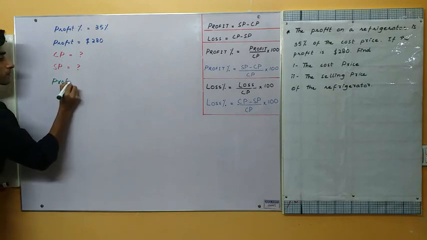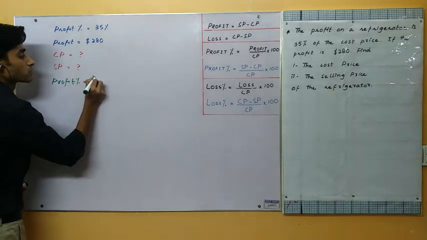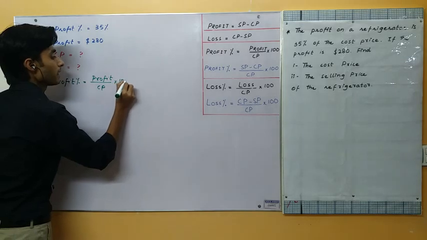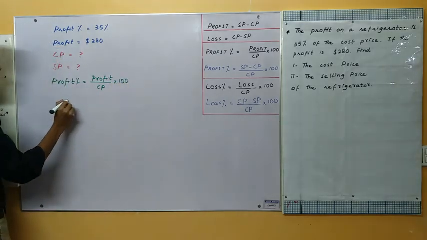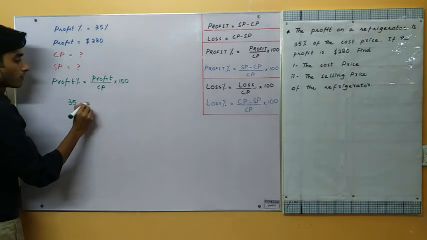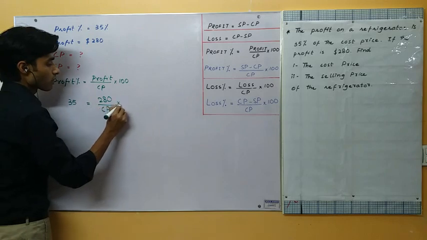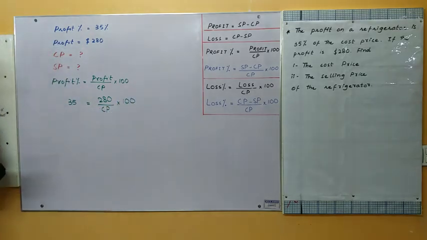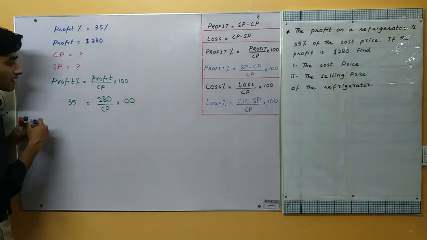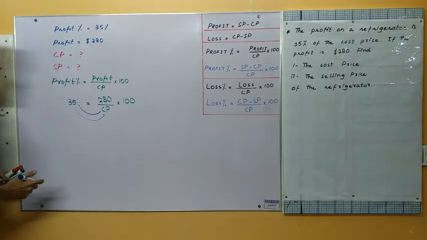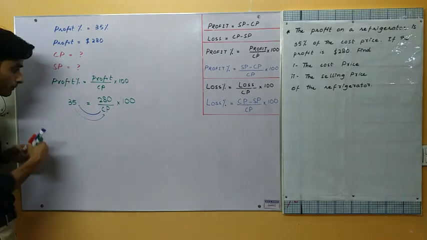So profit percentage is equal to profit over cost price multiplied by 100. Profit percentage is 35. Profit is $280. Cost price is the unknown, so I am writing cost price CP there. And now we can perform the calculation and find out the value of cost price very easily. The only unknown is cost price. I am going to move cost price on this side, and I am going to bring 35 over here, and then I can perform the calculation.